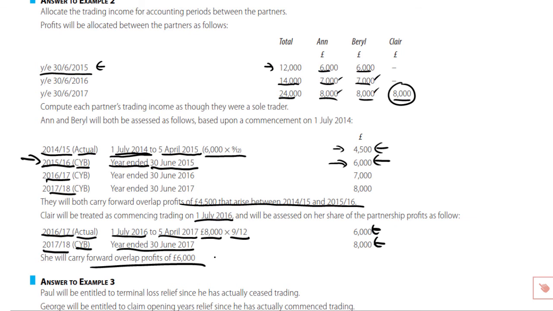And we'll also look at, though you won't need to do calculations, it's just the concepts you need to be aware of for F6. What happens if the partnership makes a loss? What loss reliefs would be available, not of course to the partnership, but to each partner? And that we'll see in our final session together on this chapter next time around.